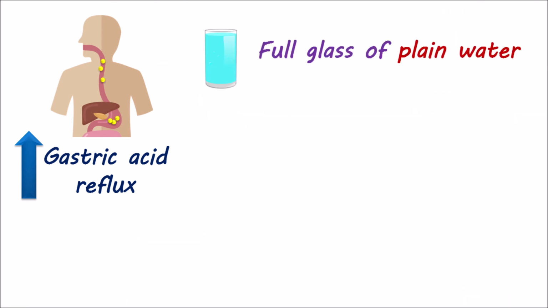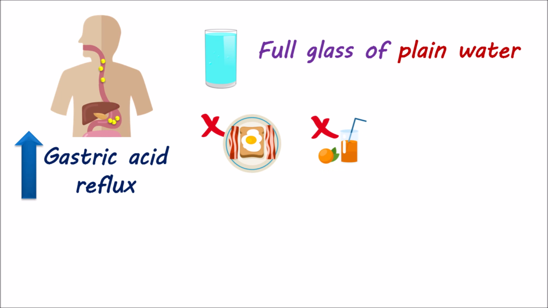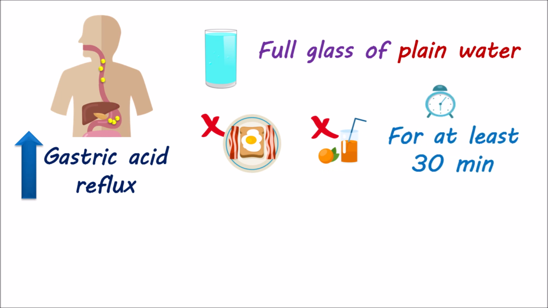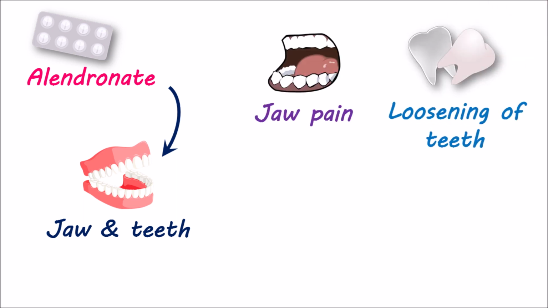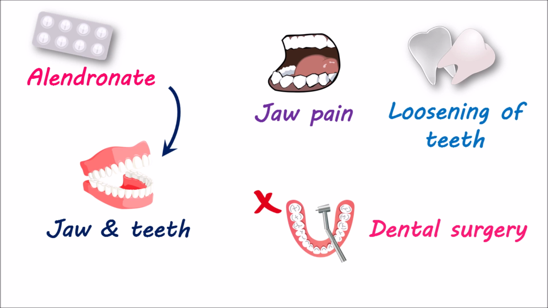First, you should take it with a full glass of plain water to prevent any deposition in the esophagus. Second, you should avoid consuming food or beverages for at least 30 minutes after taking alendronate. Third, you should stay in the upright position for at least 30 minutes. Alendronate can affect your jaw and teeth. If you observe any unusual jaw pain or loosening of teeth, you should talk with your doctor. The use of alendronate is not recommended during dental surgery.